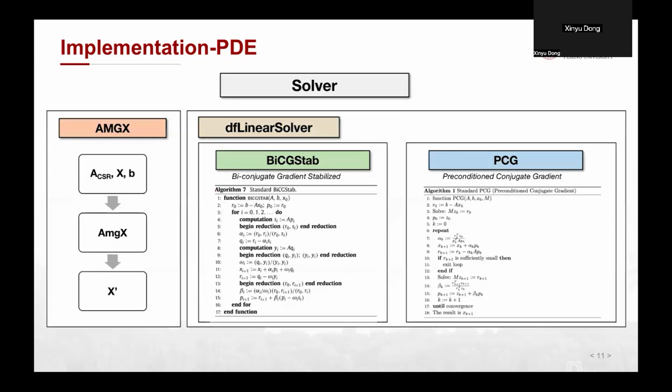Then we can use AMGX to solve the linear system. The input is A, x, b, and the output is the new x. Recently, we have developed an independent solver program, which is named the DF Linear Solver, and have mirrored OpenFOAM's implementation of the BiCGStab and PCG solvers to GPUs.